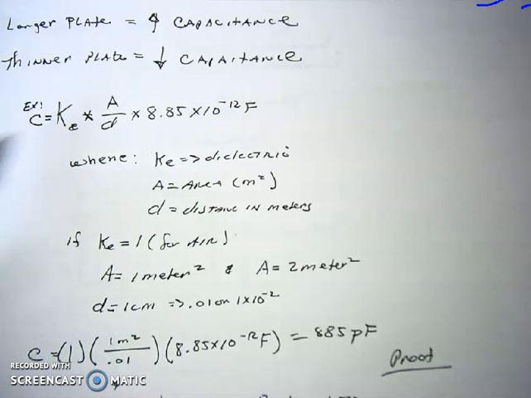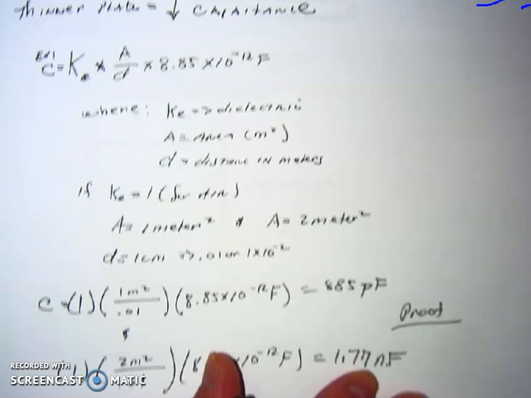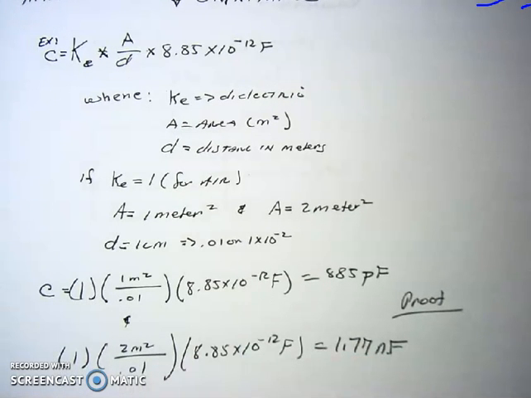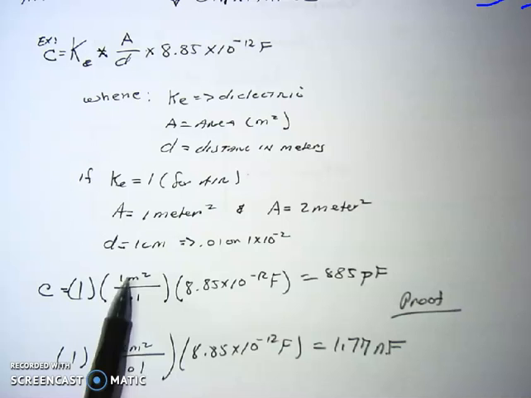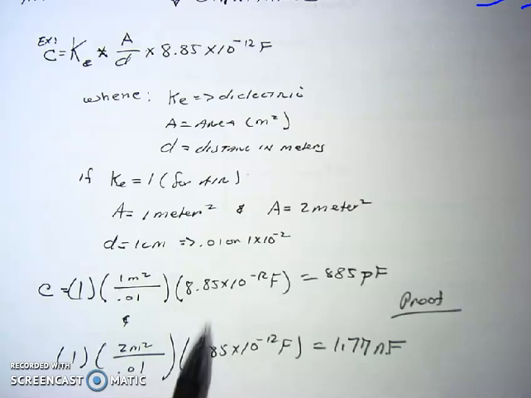If I use this equation on the top here and plug in my values down here, this is proof that if I do all the math, I go from 885 picofarads to 1.77 nanofarads. This shows that as my plate area increases, because I go from 1 meter to 2 meters, my capacitance increases. So this is proof that larger plate area does equal larger capacitance.